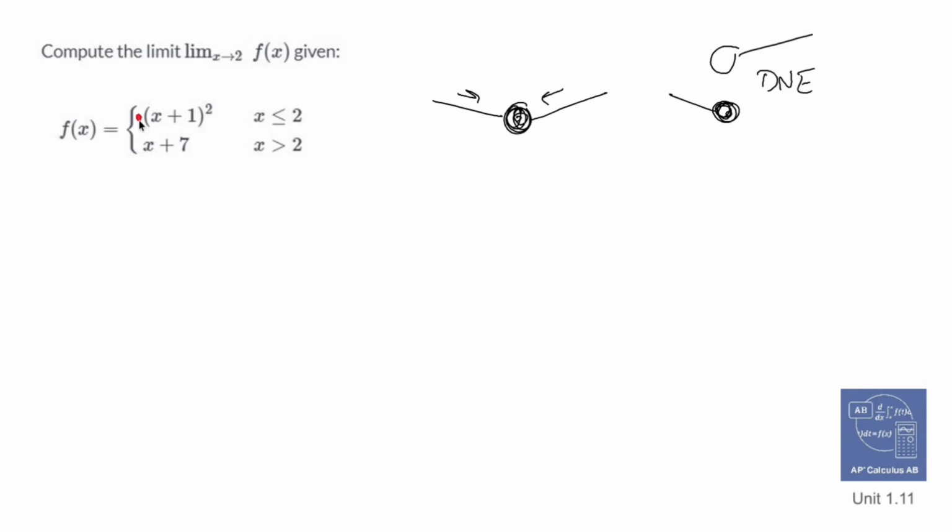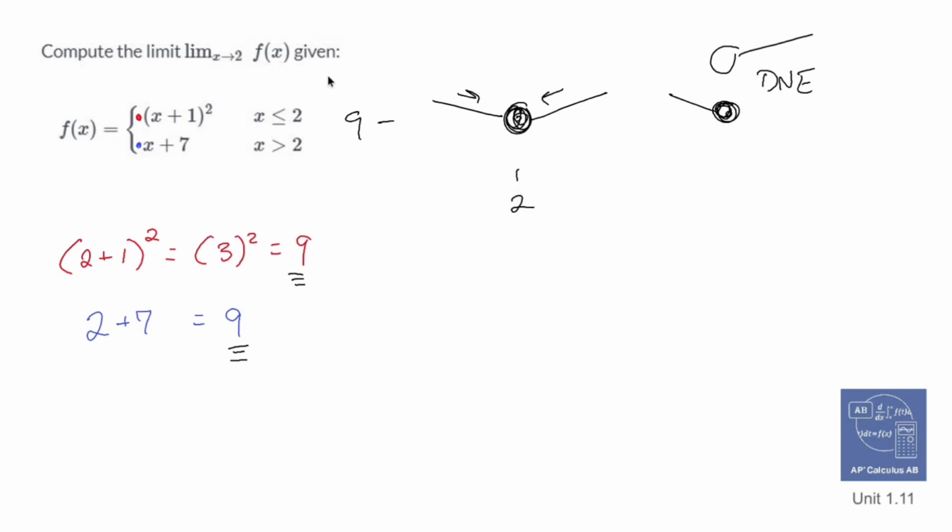If we plug in 2 for the top one, we get 2 plus 1 squared, which is 3 squared, which is 9. All right, so this looks promising. If we plug in 2 for the bottom one, we get 2 plus 7, which is 9. Since both of these are the same exact number, they both approach 9 at 2. So the limit does exist, and it is 9, because they are the same from the left and the right. So the limit of f of x equals 9.